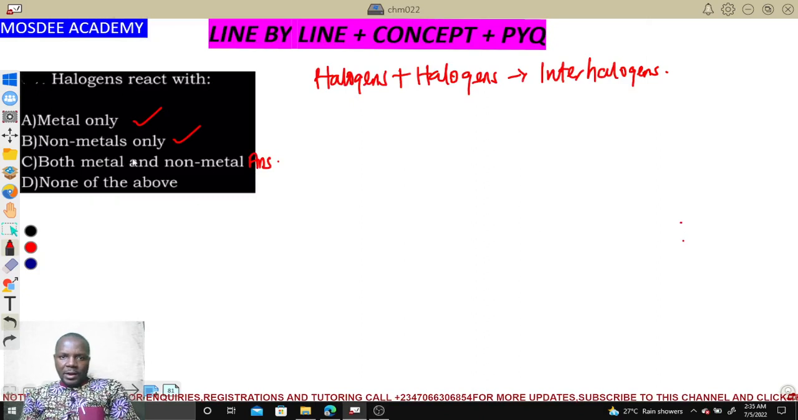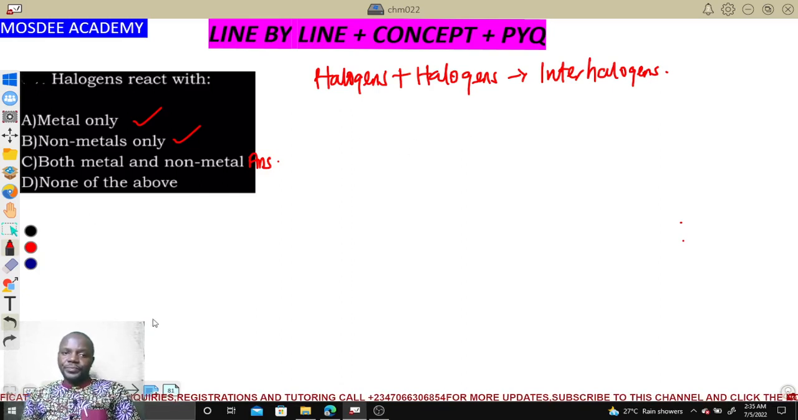So the answer to that is they react with both metals and non-metals. Interhalogens, I told you. They react with oxygen. Halogens react with oxygen to form oxides and oxoacids. So they also react with non-metals. We talk about that in sequence as well.